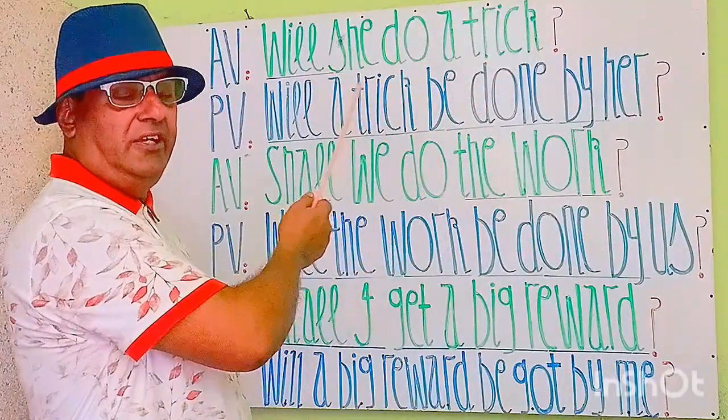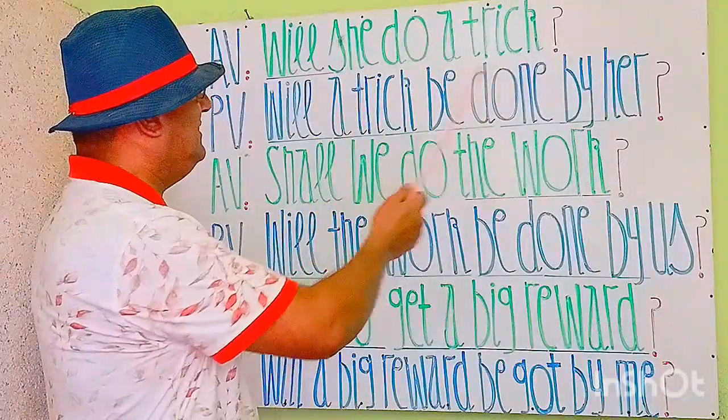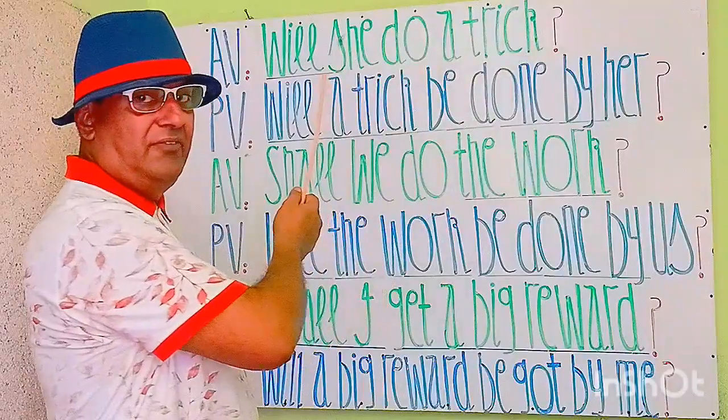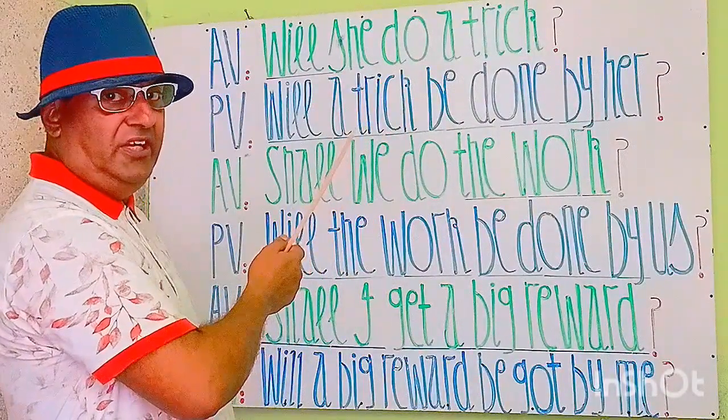Interrogative sign. ये एक सवाली जुमला है. This is an interrogative sentence. Will she do a trick? क्या वो एक चाल चलेगी? Let's see how it is going to change in passive voice.